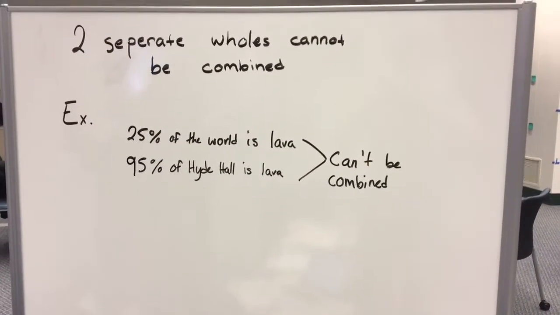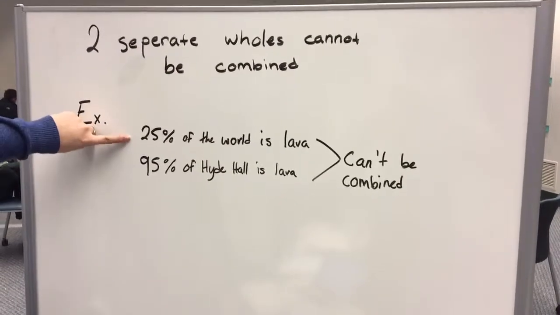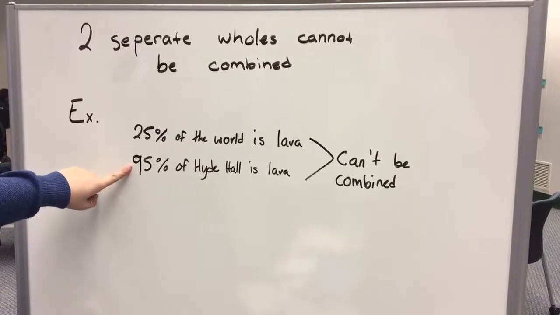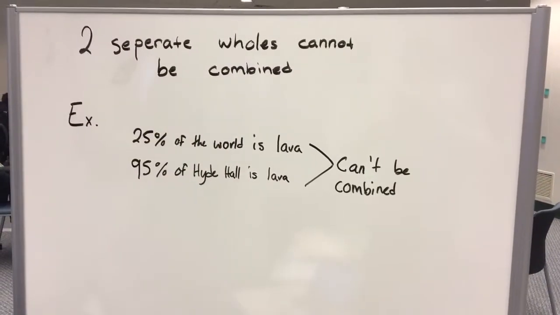Two separate wholes cannot be combined. For example, 25% of the world is lava and 95% of Hyde Hall's lava can't be combined because they are two different wholes.